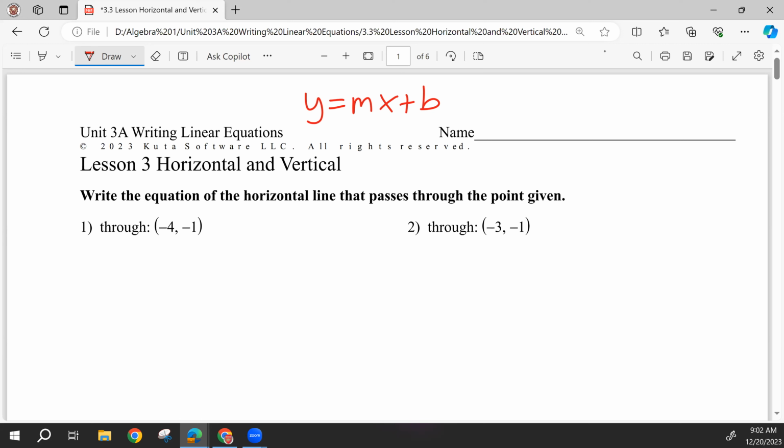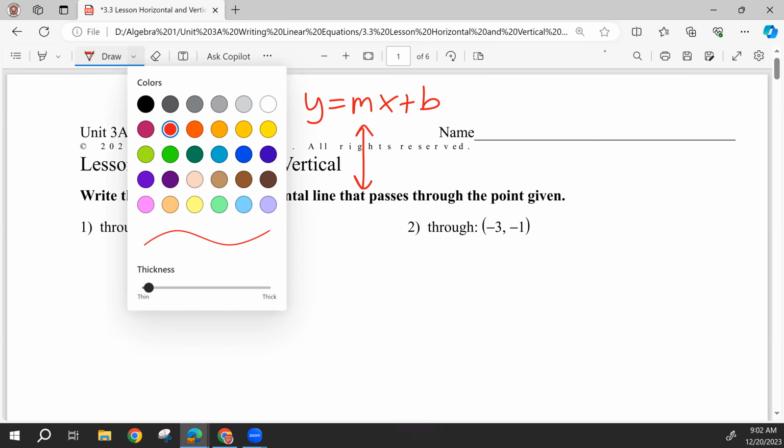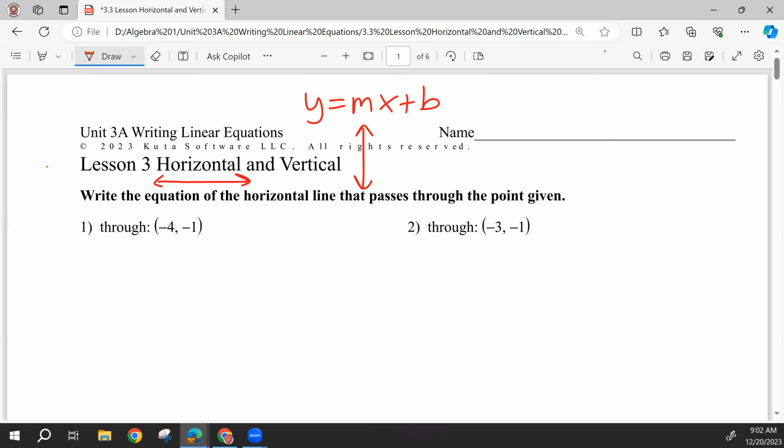Our horizontal lines, those are the lines that go from left to right. And our vertical lines, those are the lines that go straight up and down. And so they have unique equations.